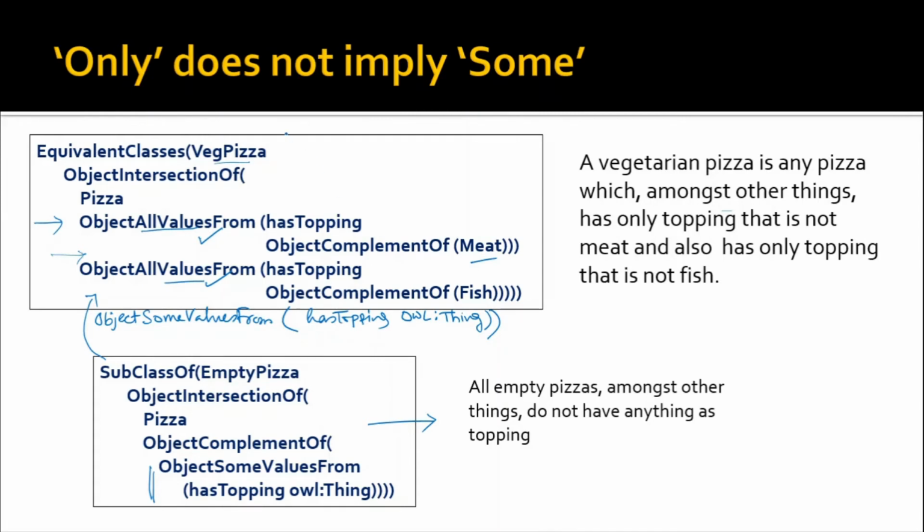So you need to be very careful after we have declared a definition of a pizza with the all values from construct, that does not ensure that there is some topping, right? So this is a kind of modeling error you may sometimes come up with.